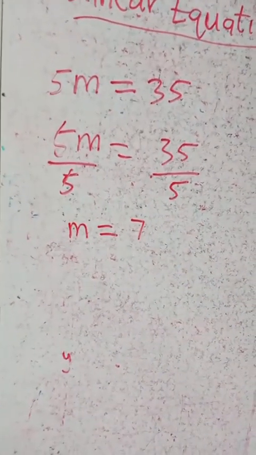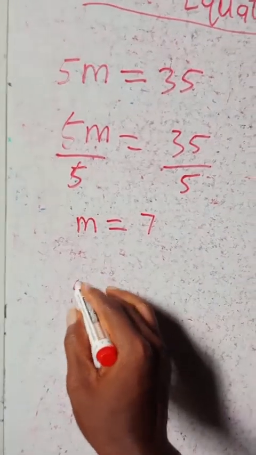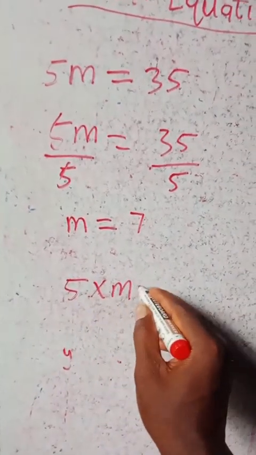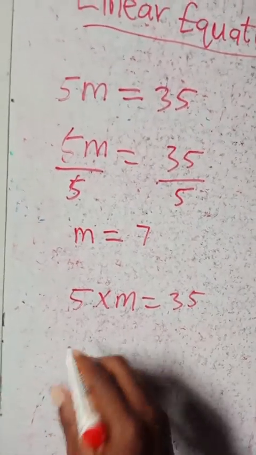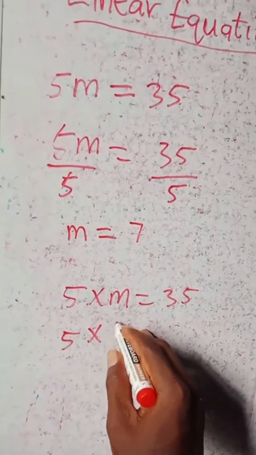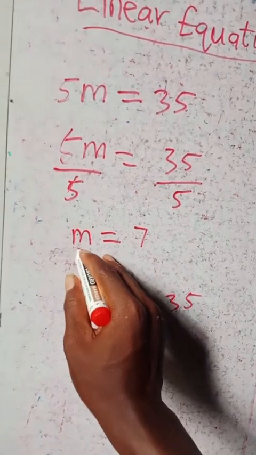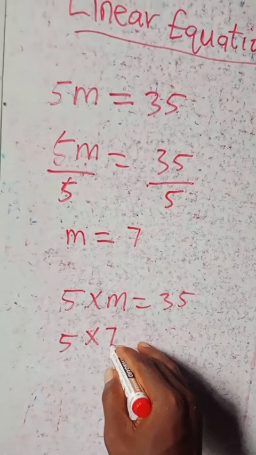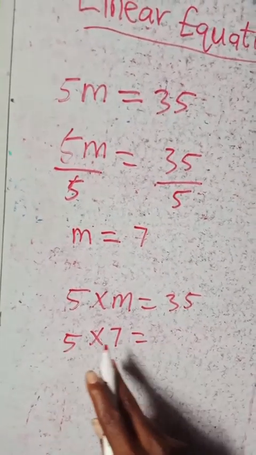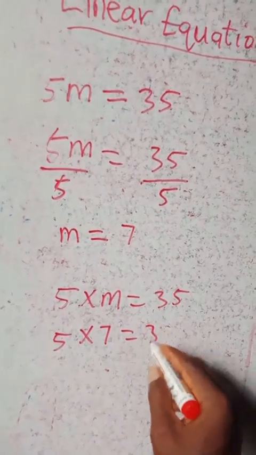Okay, so the expression 5 times m is equal to 35. Five times what? 5 times m, and here we have m as what? 7. So if I replace m by 7, it's going to be 5 times 7, which is what? 35.